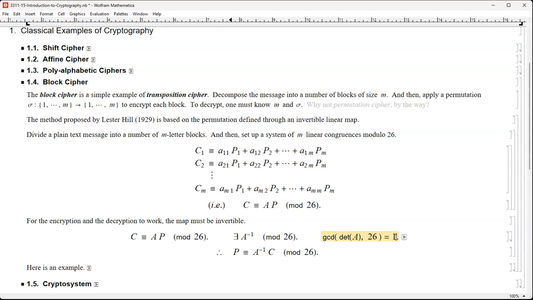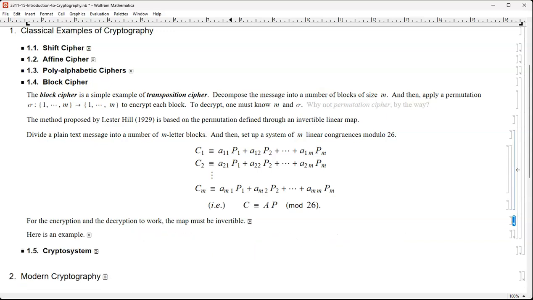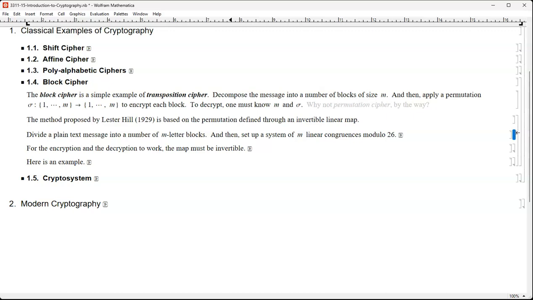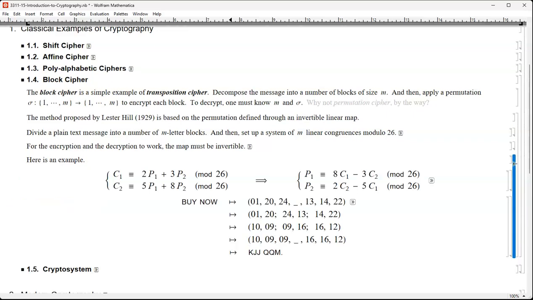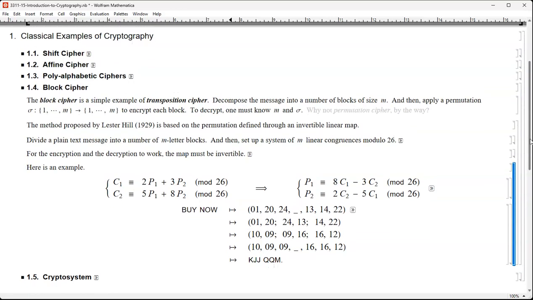So we have to have this condition, but I don't want to go too deeply into this matrices and inverse matrices for higher dimension. Not everybody took linear algebra here. So let's keep it simple. Here's an example, and let's keep it to just 2 by 2. So this much I think most people were exposed through pre-calculus.